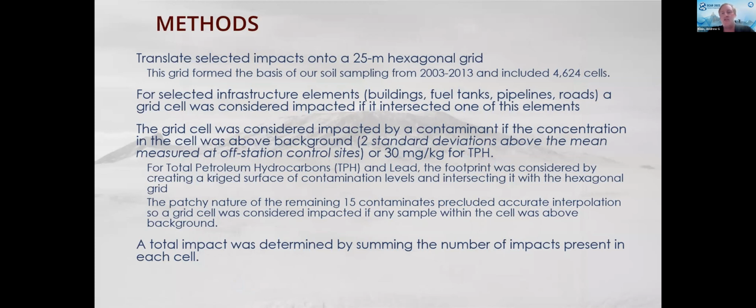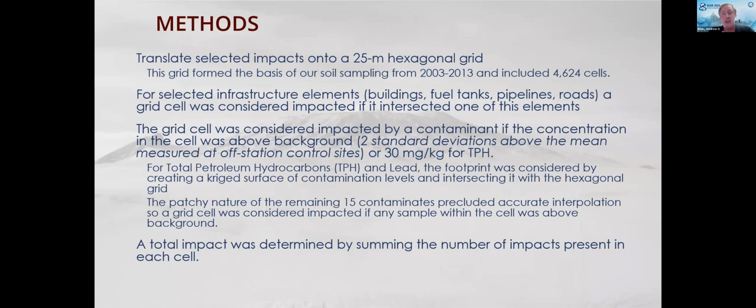And I'm looking at infrastructure and chemical contamination for this particular talk. For selected infrastructure elements, buildings, fuel tanks, pipelines, road disturbances, a grid cell was considered impacted if it intersected one or more of these particular features. And I'll show you a map in a second.